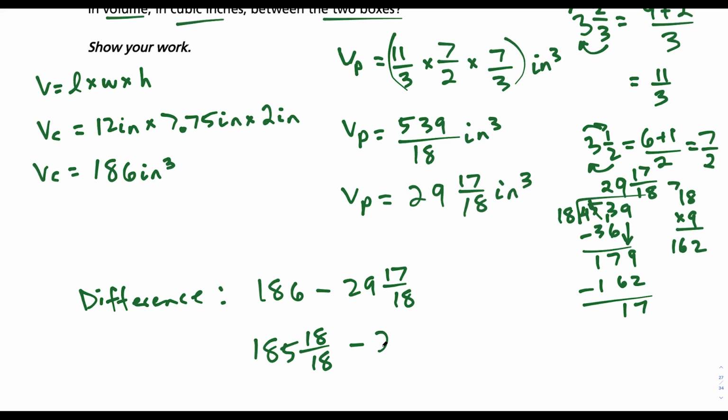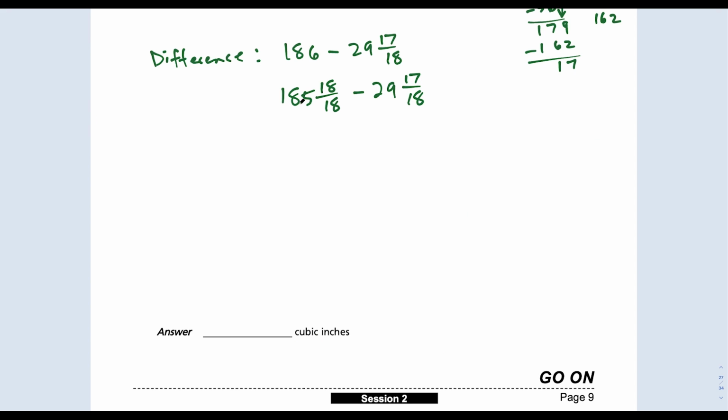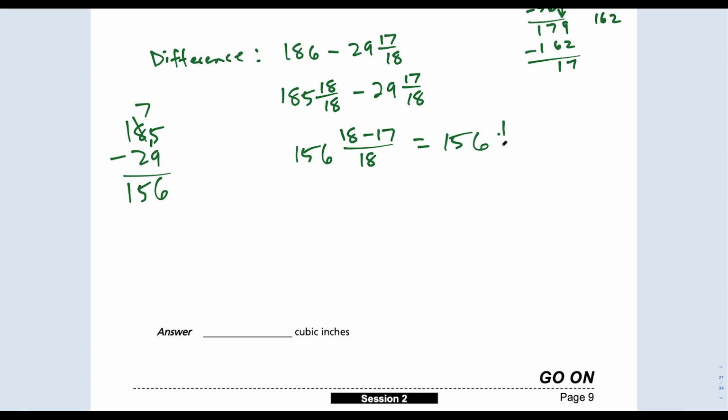So I have minus 29 and 17 over 18. And now I just have to do the subtraction. So on the side here, I'll subtract the whole numbers. I have 185 minus 29. And when I subtract just the numbers I borrow here, 15 minus 9 is 6, 7 minus 2 is 5, and I carry down the 1. So this is going to give me 156. And then when I subtract the fraction part here, I have 18 minus 17 over 18 like this. So this is going to simplify to 156 and 1 over 18 like this.